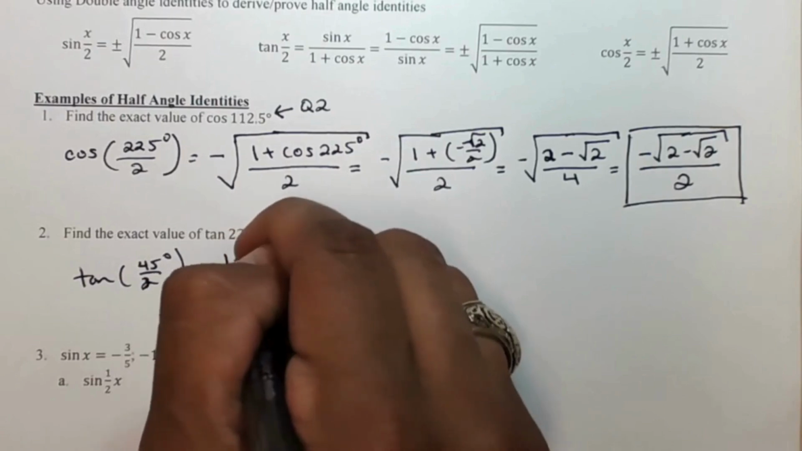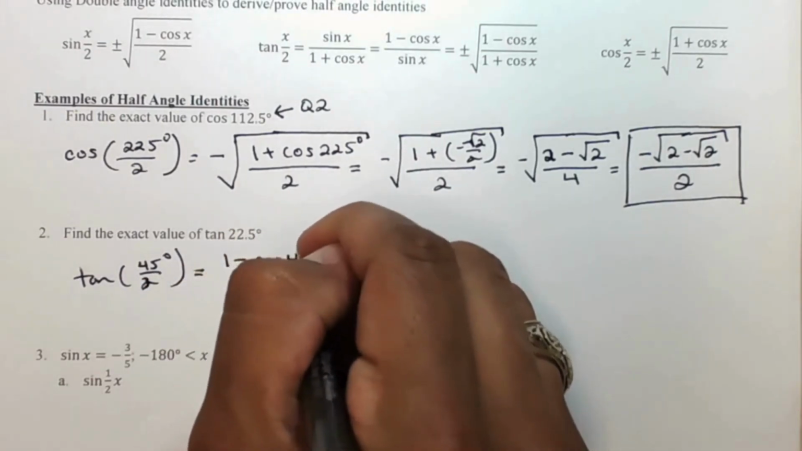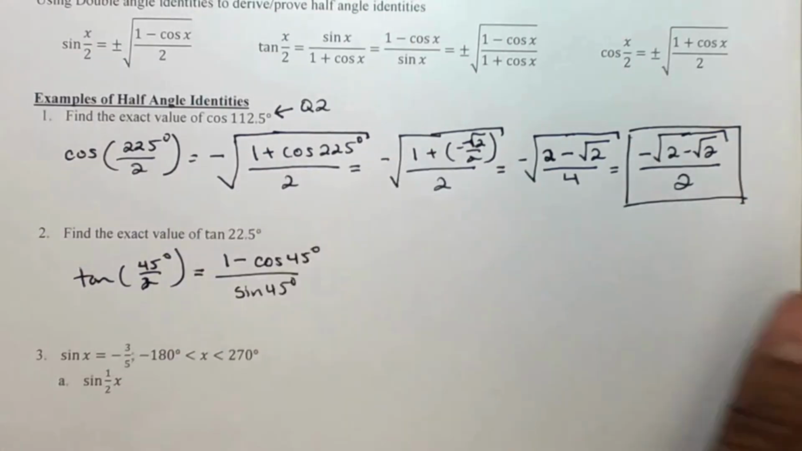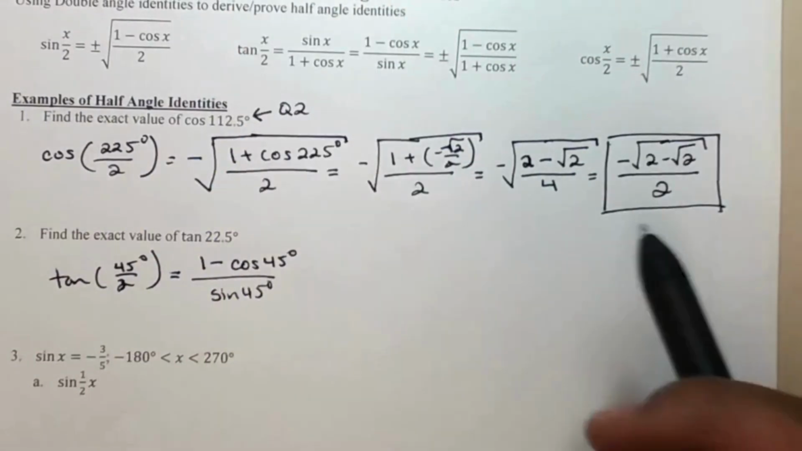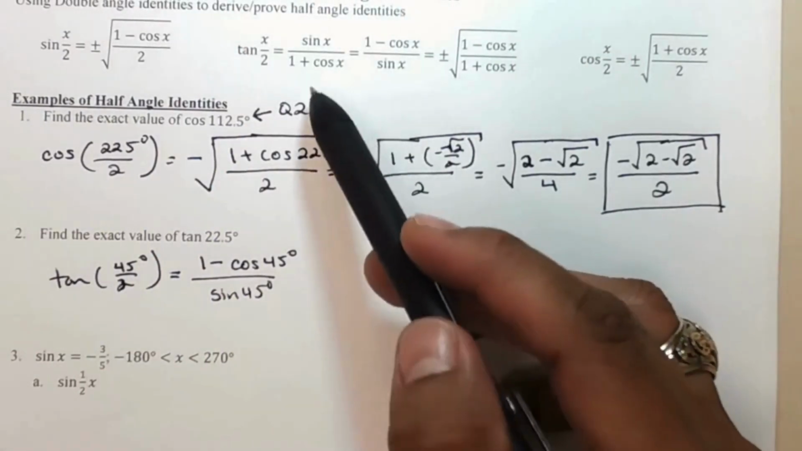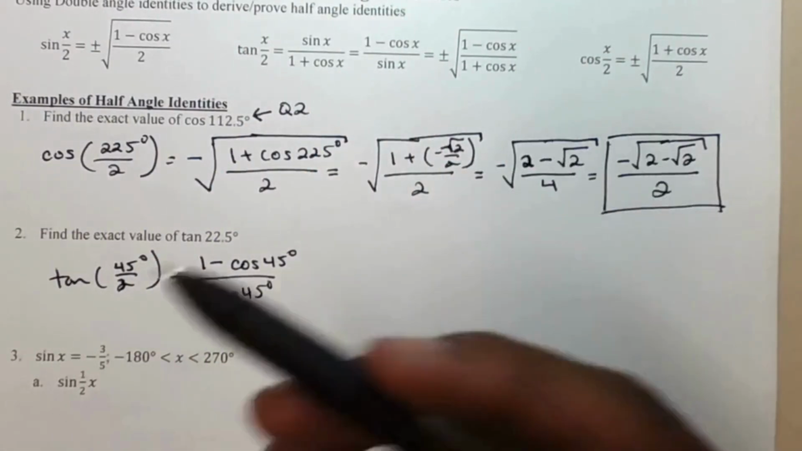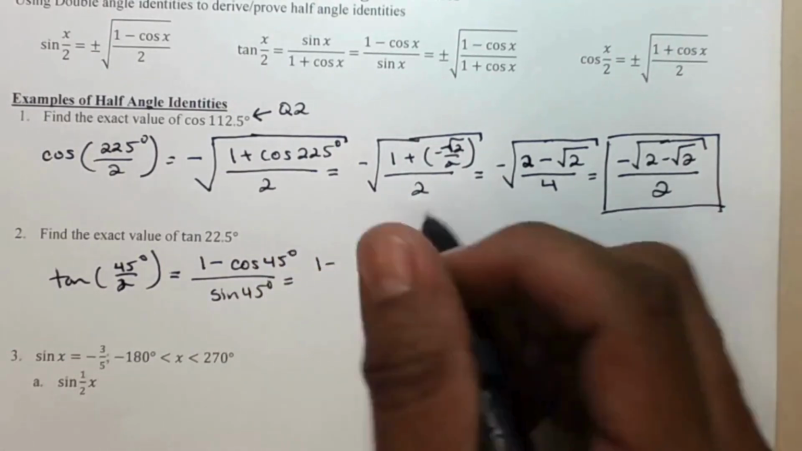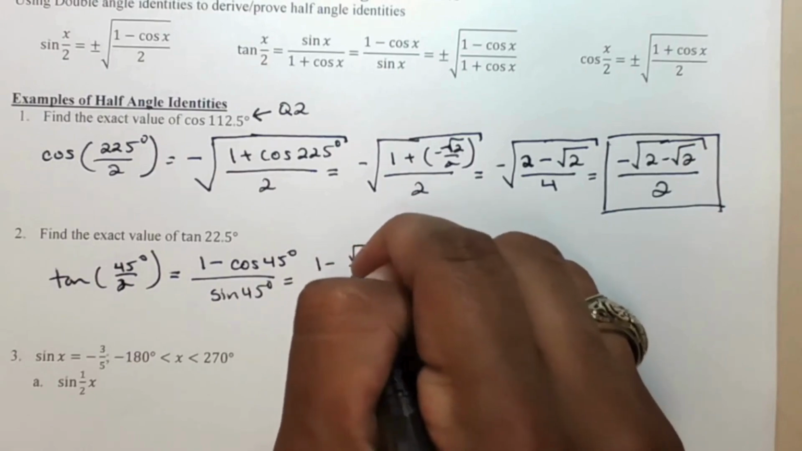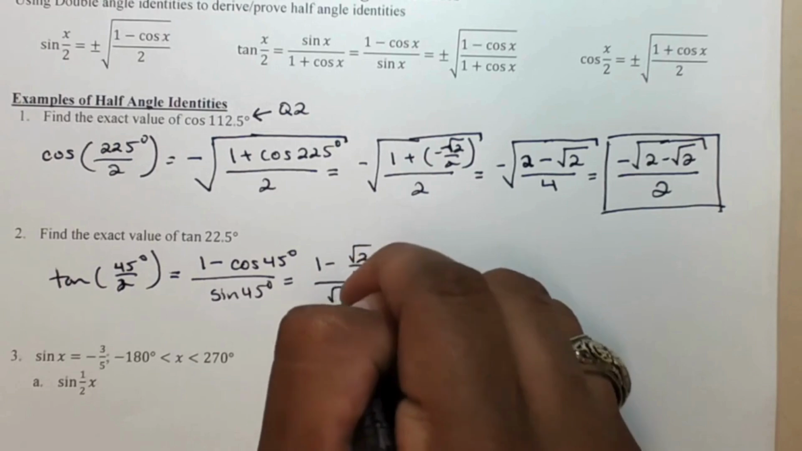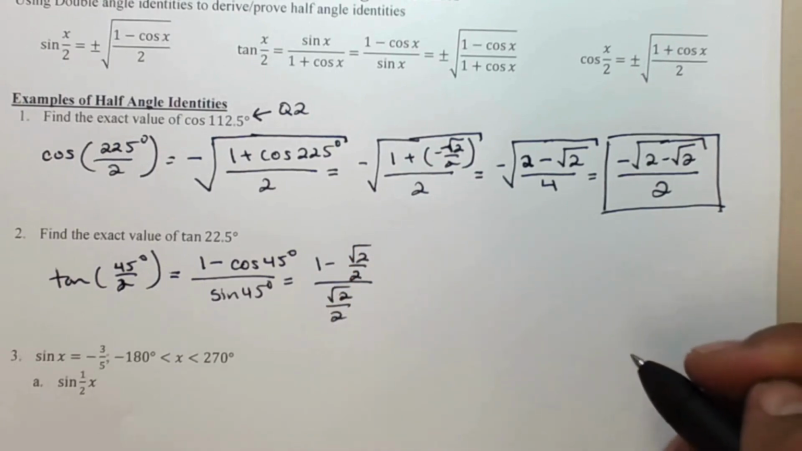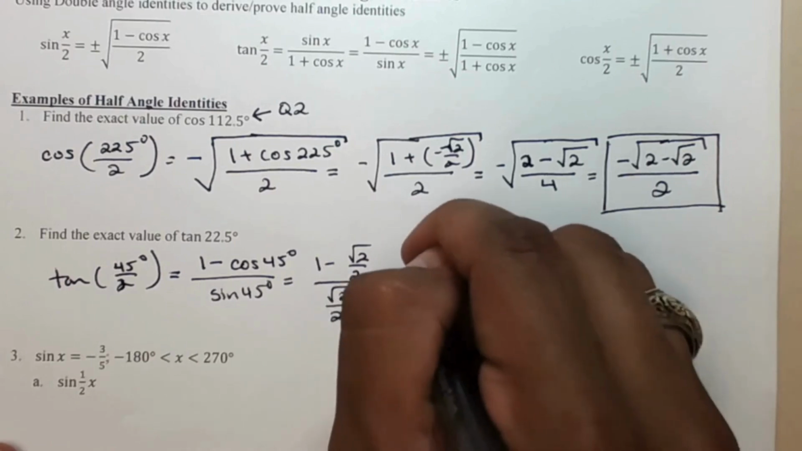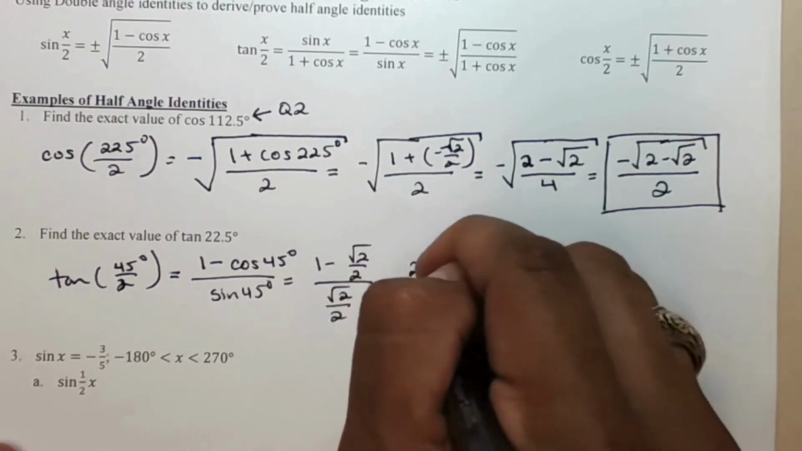I'm going to do 1 minus cosine of 45 degrees over sine of 45. Again, it's just choosing your lesser of the evils here. Which one do you want to do? Do you want to commit yourself to memorizing only one of these? It's all depending on what you want to do. Well, cosine of 45 degrees is root 2 over 2. Sine of 45 degrees is root 2 over 2. Well, I have a fraction within the fraction, so let's multiply everything by 2. So we get 2 minus root 2 all over root 2.